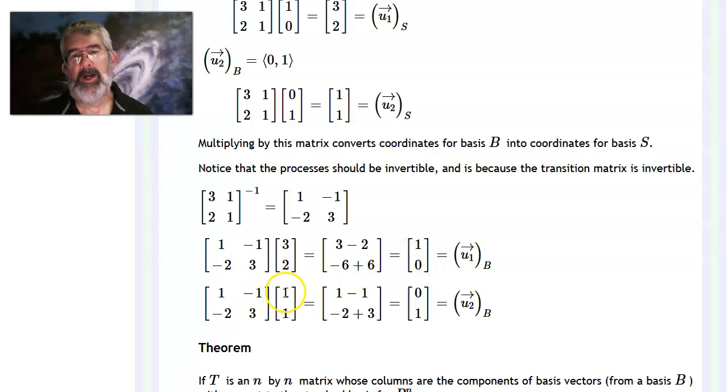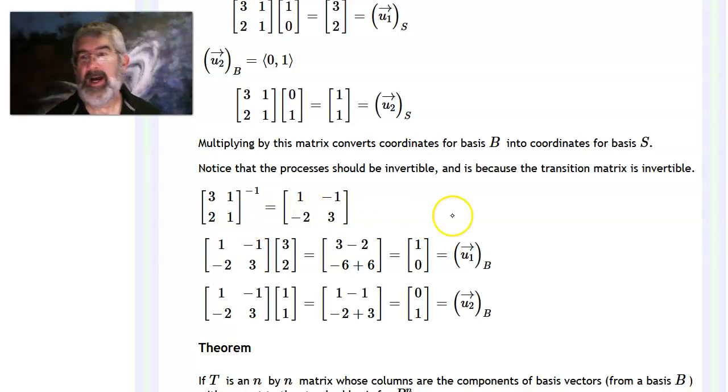Likewise, if I multiply by 1, 1, which was my second basis vector, times this matrix, I get 1 minus 1, 0, and negative 2 plus 3, 1. So this becomes 0, 1, which is U2 written in terms of basis B. This was U2 in terms of S. This is U2 in terms of B. So indeed, it does convert basis S to basis B coordinates. The original matrix was B to S. The inverse is S to B.